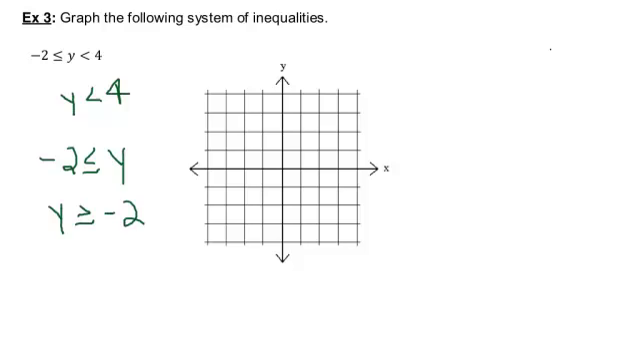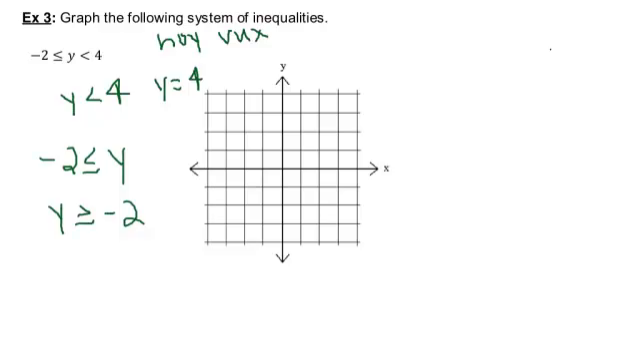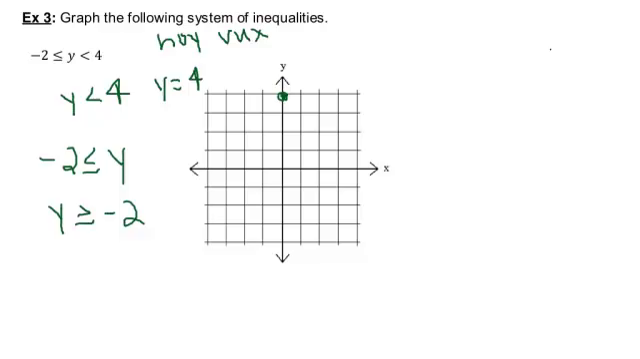So we'll start with y is less than 4. Again, think of this as y is equal to 4. Remember our vertical and horizontal lines. So HOY and VOX. So HOY or horizontal is y equals. So y equals 4 is a horizontal line through 4. So we go up to 4. It is less than 4, so it's going to be a dashed line shaded below.